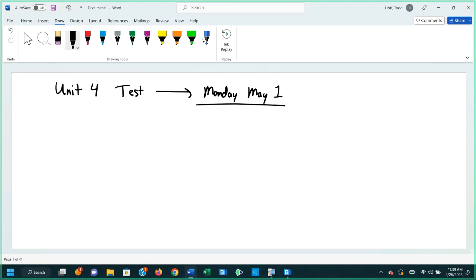Same as always, we'll take the class time Monday to work on the test. You can have more time if you need it, but the 45 minutes in class on Monday is the only class time we will take for it.